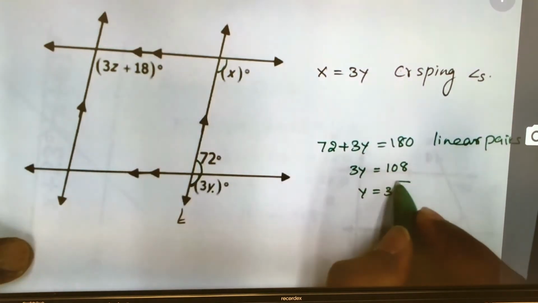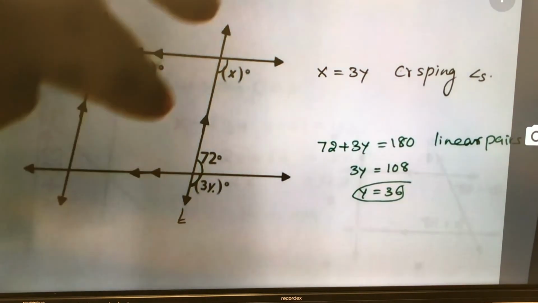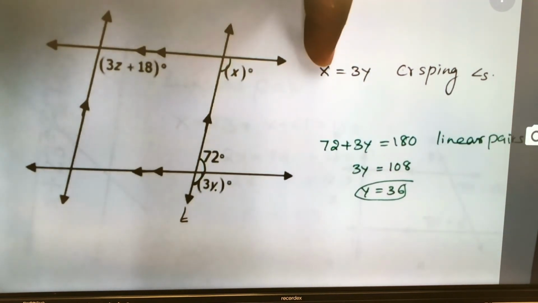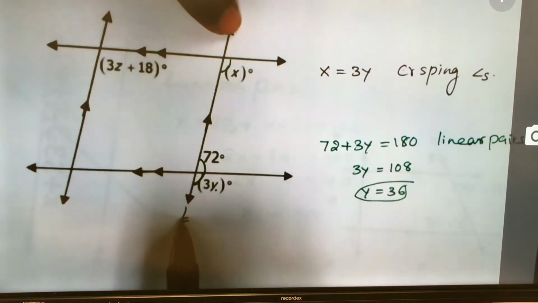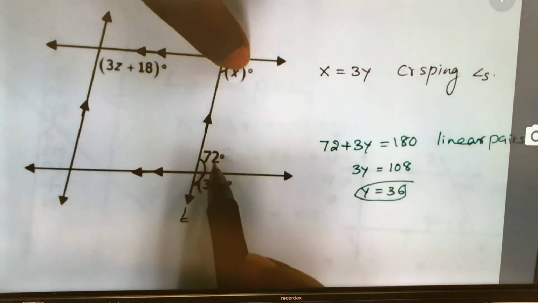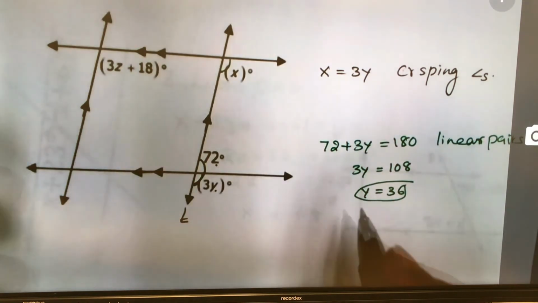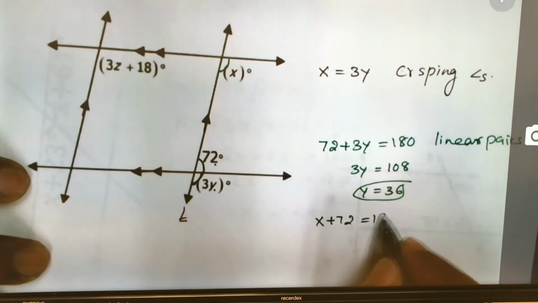Now we know the value of y. So since we know the value of y, you can replace the y with that 36. You will get the value of x. Or you know that this is the transversal line and this is the parallel line. These two, x and 72, are same side interior, so they should add up to 180. So you can write x plus 72 is equal to 180.